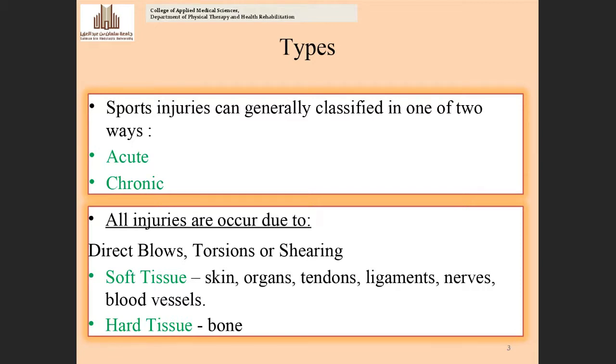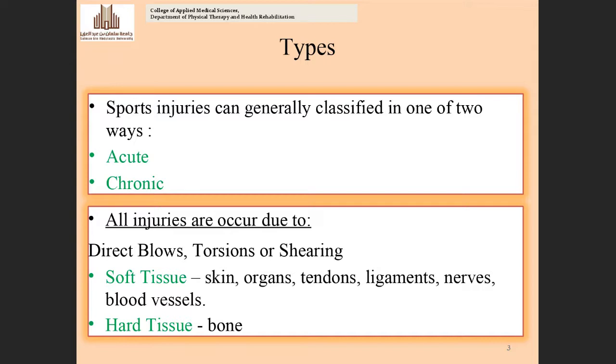When you come to the types of sports injuries, they are classified into two types: acute injuries and chronic injuries. In general musculoskeletal injuries, acute and chronic injuries are classified depending upon the duration, right? For example, if the injury is less than 7 days, we say it is an acute injury. And if the injury exceeds more than 2 months, we say it is a chronic injury.